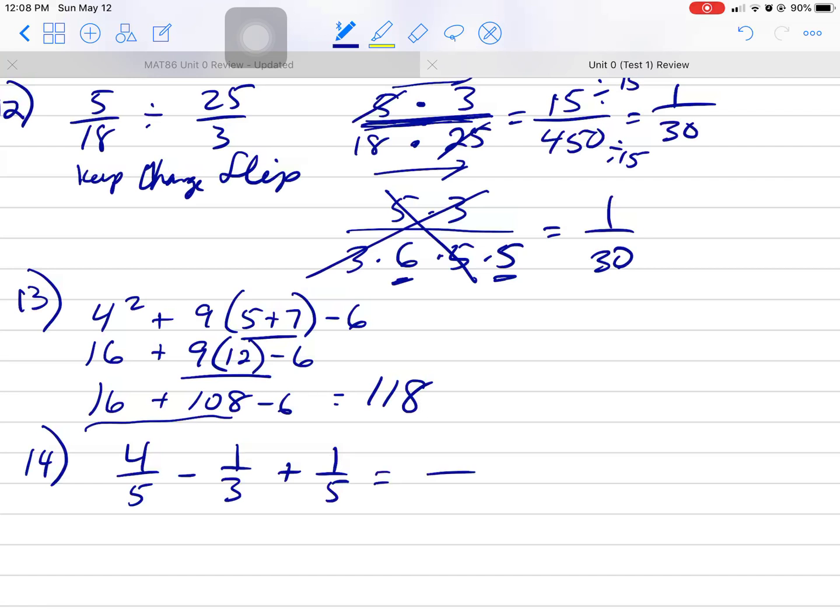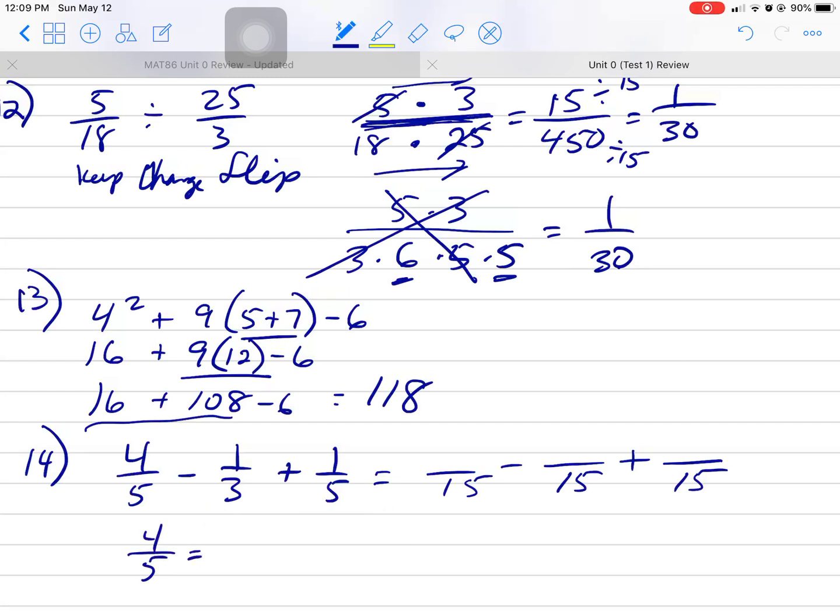Okay? That means when I go to add and subtract them, they have to have the same number on the bottom. Now, I can't turn a 3 into a 5, and I can't turn a 5 into a 3, so I need an LCD. And in this case, they have no factors in common, so I'm going to multiply 3 times 5 and get a 15. So that means this needs to be a 15, this needs to be a 15, and this needs to be a 15. Okay?